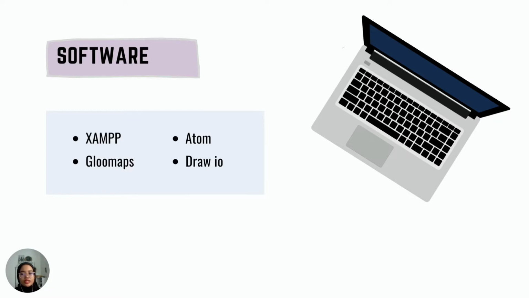And the second one is GlowMap. GlowMap is actually an online tool used to create a sitemap. And the third one is Atom. It is used as the code editor to write code during the development. And the last one is Draw.io. It is used for the system design part, and it is for creating the entity relationship diagram and also the context diagram.